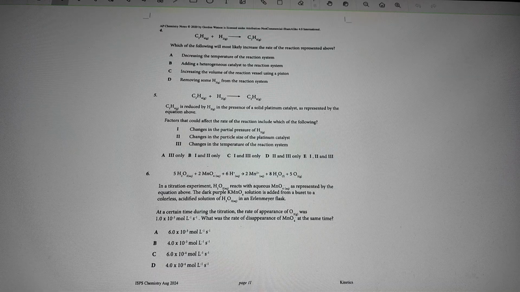Which change will most likely increase the rate of reaction? Okay. So this is something you should have just memorized from the readings. So the reaction is C2H4 plus H2 equals C2H6. So decreasing temperature doesn't increase the rate of reaction. Think about it. If you want something to boil faster, if you want something to cook faster, which is a reaction happening, you don't want to lower the temperature, you want to increase the temperature. So decreasing the temperature doesn't do anything.